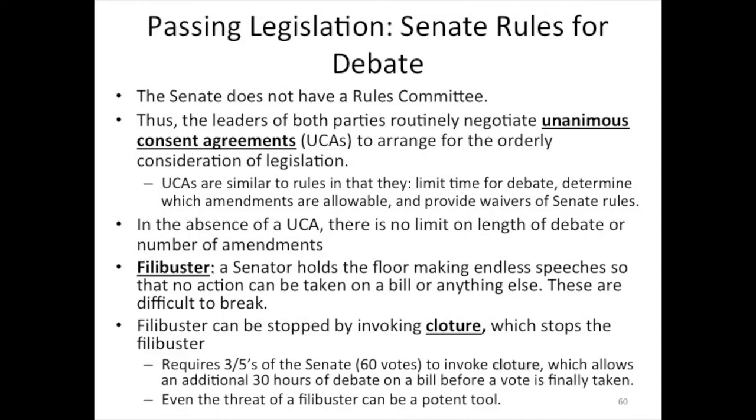These filibusters are difficult to break, but they can be stopped by invoking cloture, which stops the filibuster. However, a filibuster requires 3/5 of the Senate. That's 60 votes to invoke cloture, and that's a lot. That's one of the reasons why cloture is rarely invoked. Cloture also allows an additional 30 hours of debate on a bill before the vote is finally taken.